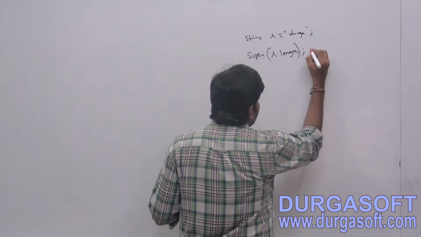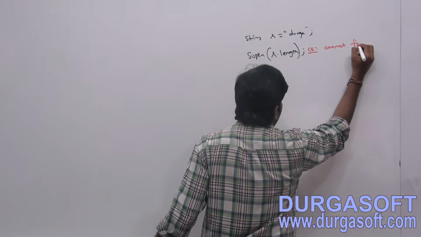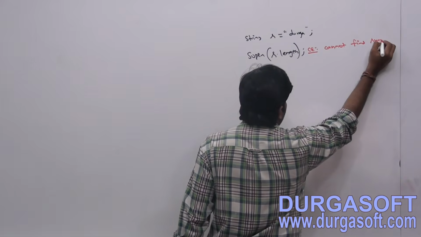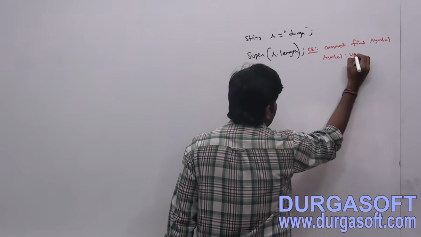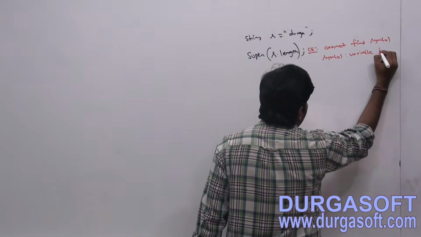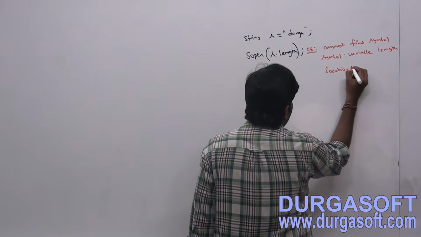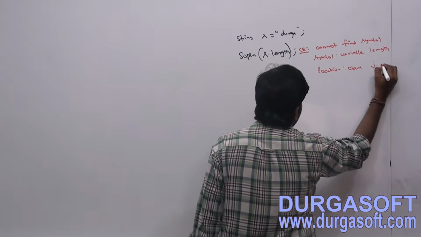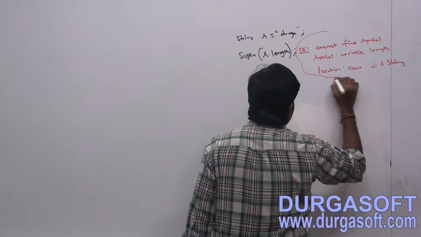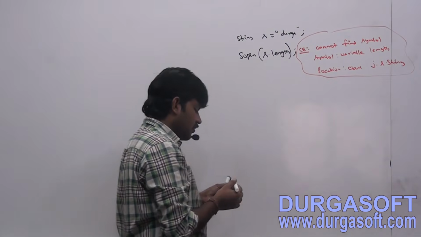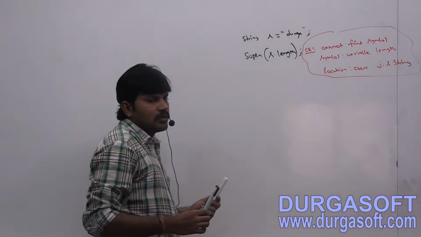Can you tell what compile time error we are going to get? Cannot find symbol. Which symbol? The variable length, in the location class java.lang.String. In the string class there is a length method, but the length variable is not available.